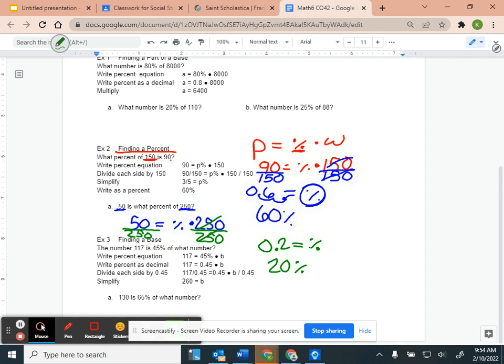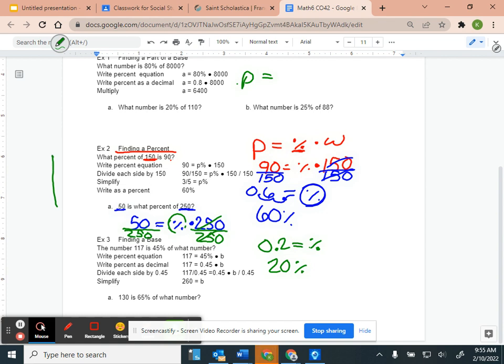Okay, so we're using the same equation. They're giving us different information, so we're finding different parts of our equation. In this first one up top, we were looking for the part and we knew what was coming after it. Now we're finding the percentage, so we're solving for that percent. So what do you think our third set is going to be about? Finding which of the three pieces is left, finding that whole.